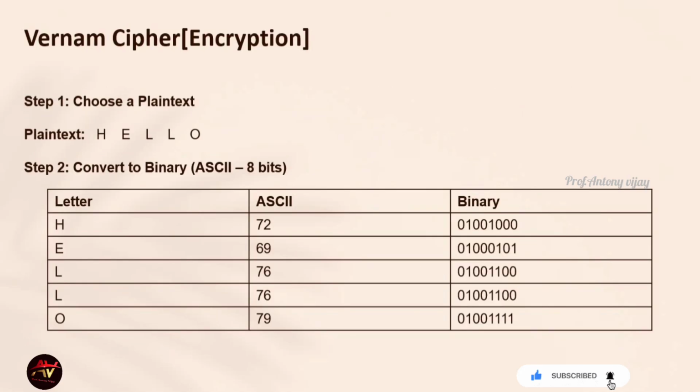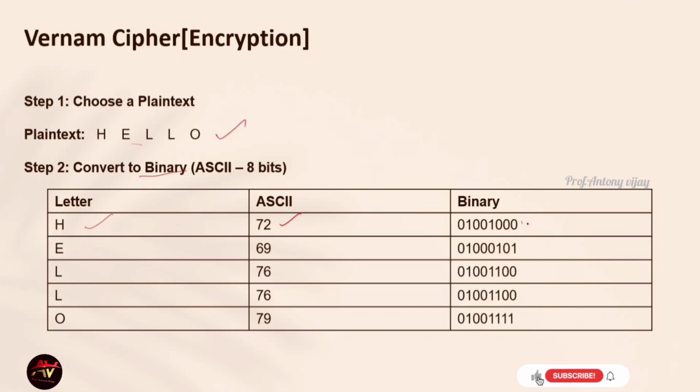Let's see the encryption part of Vernam cipher. First of all, we are taking the plain text, which is hello. It contains 5 characters. The second step is to convert the plain text into binary. H is converted into its ASCII form, that is 72. Then 72 is converted into binary.